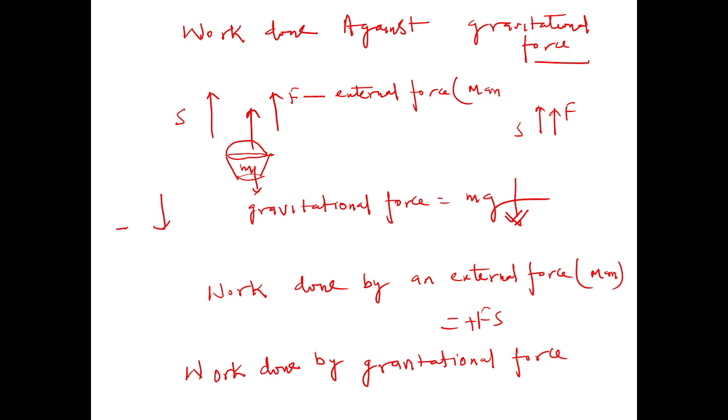The gravitational force is acting vertically downward and it is displaced upward, so the angle between them is 180 degrees. So of course the work will be minus mg into s, that is minus F into s.